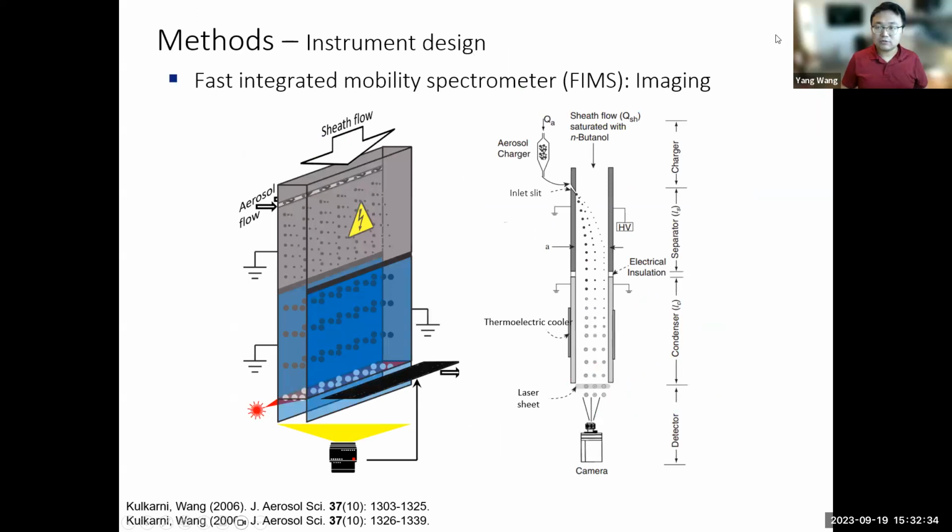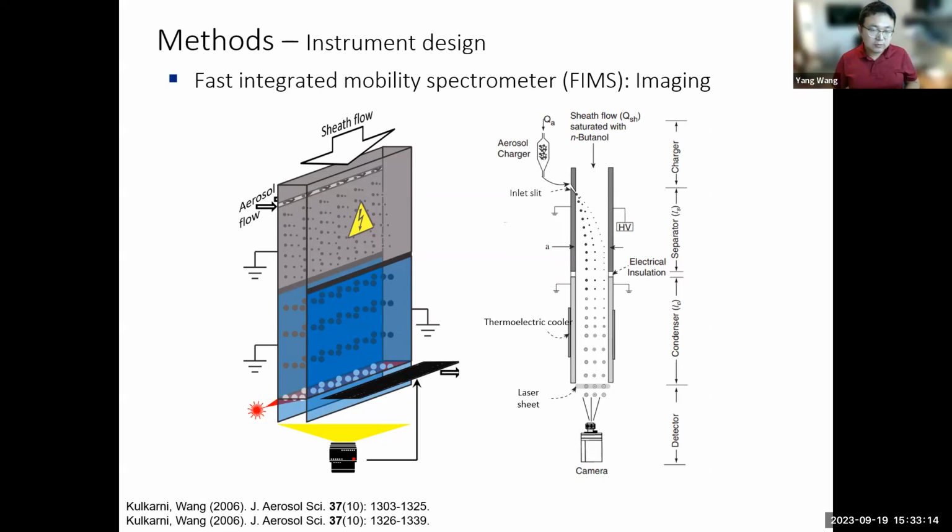Here, I will introduce a relatively novel instrument to do this high time resolution size distribution measurement. This instrument was developed by Jian Wang, my postdoc advisor. It was first developed in his group, and at that time Dr. Pramod Kulkarni was a postdoc in Jian Wang's group. They started building these prototypes of the instrument to do high time resolution measurement using a combination of electrostatic classification and condensational particle growth.